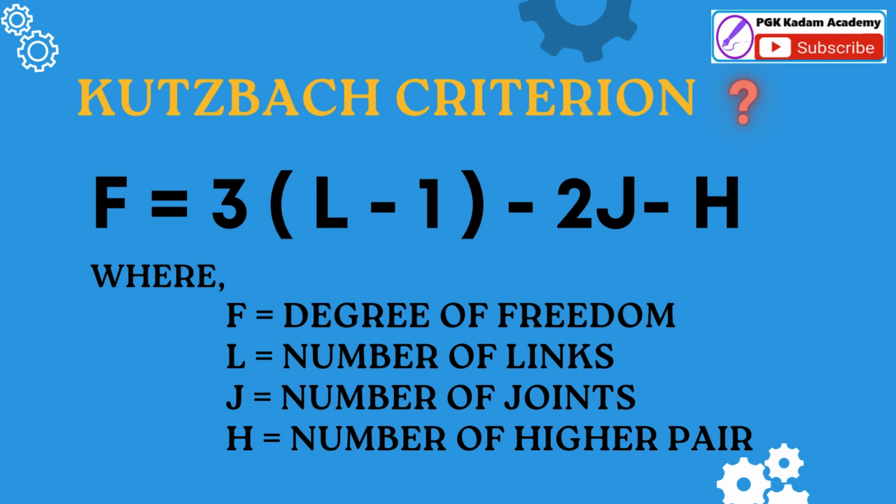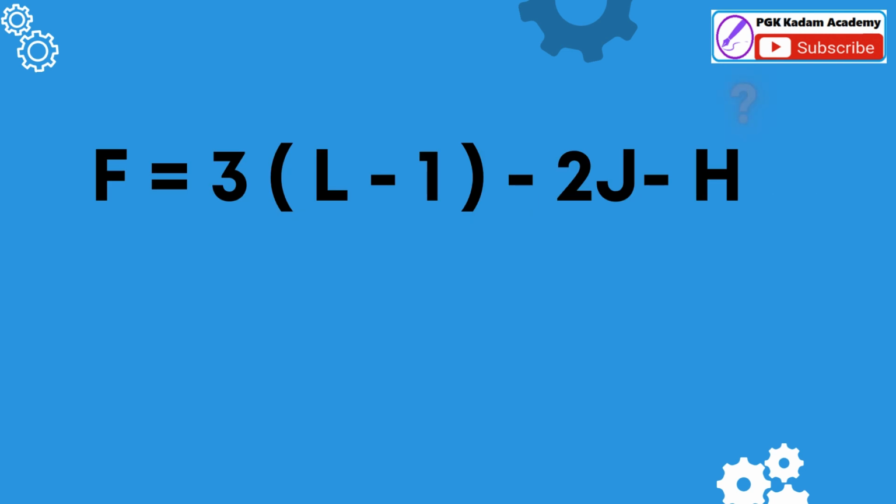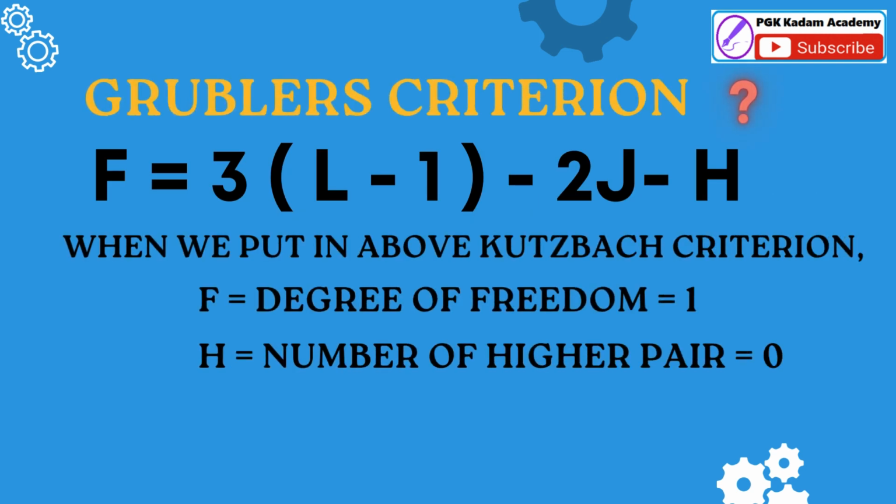The above equation is the Kutzbach criterion, where F equals the degrees of freedom, and L equals the number of links, the addition of L2 binary links, plus L3 ternary links, and so on up to Ln. J equals the number of lower pairs, which is obtained by counting the number of joints. If more than 2 links are joined together at any point, then one additional lower pair is to be considered for every additional link.